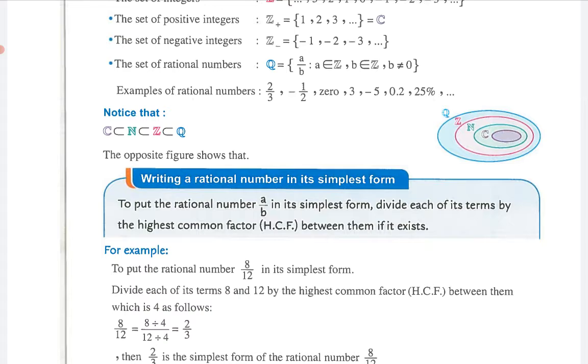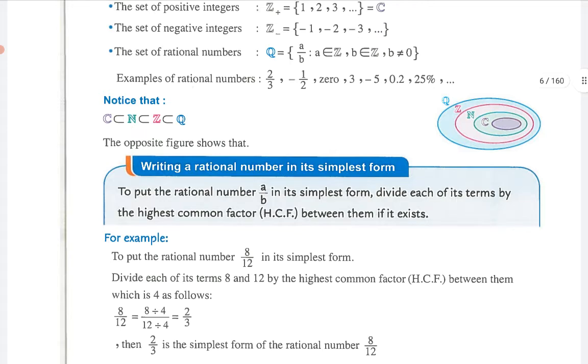Writing a rational number in its simplest form. To put the rational number a over b in its simplest form, divide each of its terms by the highest common factor, HCF, between them if it exists. عشان نعمل simplest form للراشونال نمبر بنعمل divide للـ two terms اللي هو numerator and denominator by the same number or the highest common factor.